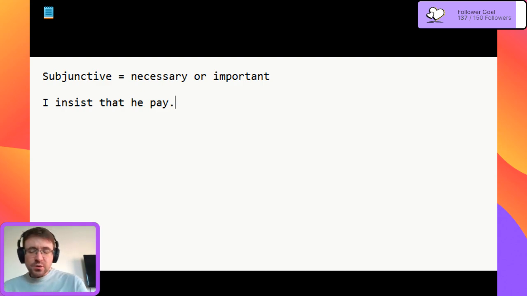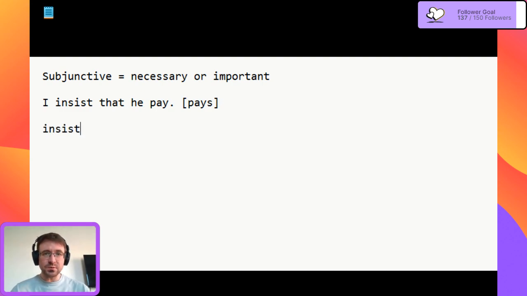Now, for those of you who look at this sentence, you will hopefully see that something is a little bit strange, a little bit unusual in this sentence. And what is unusual? The fact that there is no S on the end of the word pay. We should normally say pays. I pay, you pay, he pays. I'm sure you all know this. So there is no S on the end of this word. And why not? Because this follows insist that. And after the phrase insist that, we use the subjunctive. And the subjunctive is just the infinitive of the verb.